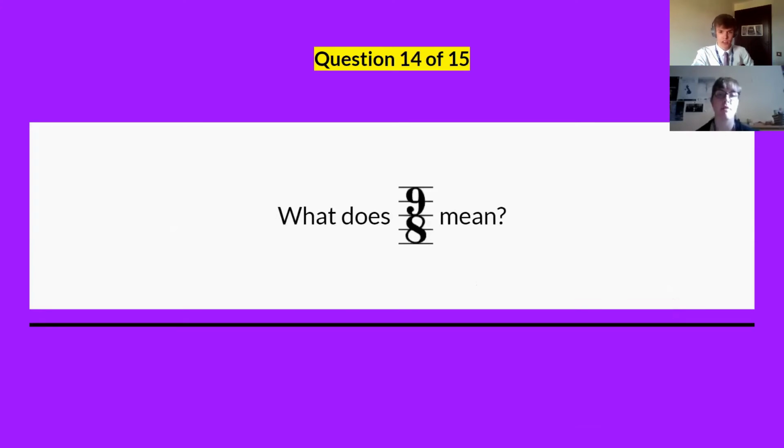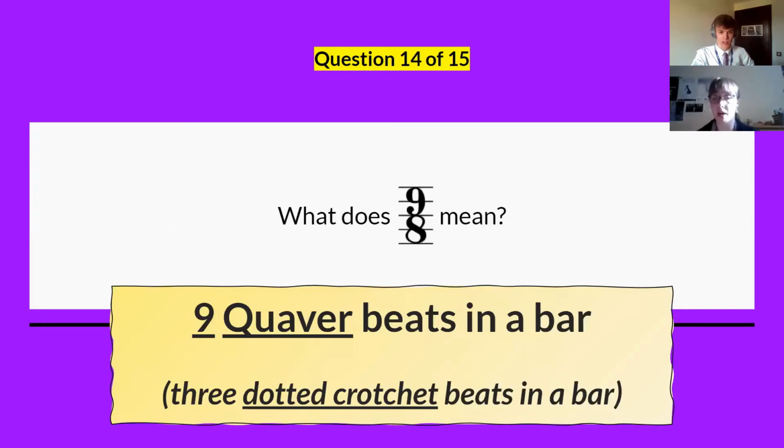Question number 14, what does 9/8 mean? Well, it means 9 quavers in the bar, but 3 dotted crotchet beats. So we're going to count 1, 2, 3, 4, 5, 6, 7, 8, 9, or 1, 2, 3. But each beat feels like it's a triplet. Yeah, and so this kind of time signature where we're splitting our bar into dotted crotchet beats, it's called a compound time signature. And the opposite of that is a simple time signature when we just have regular crotchet beats.